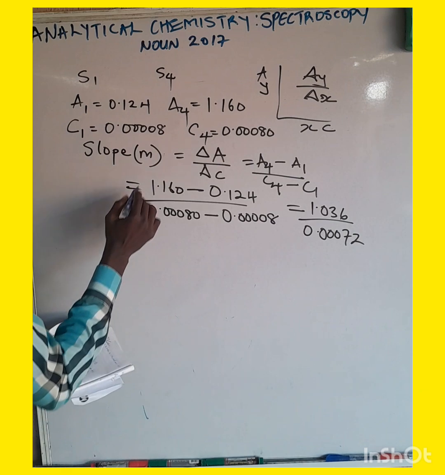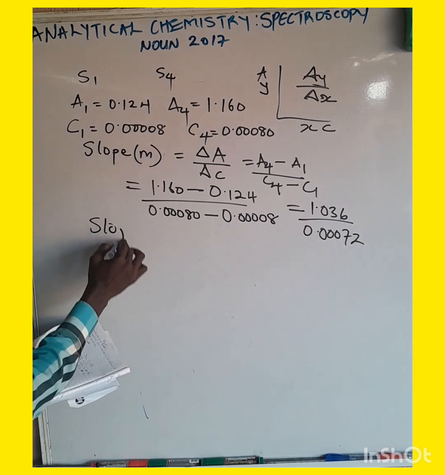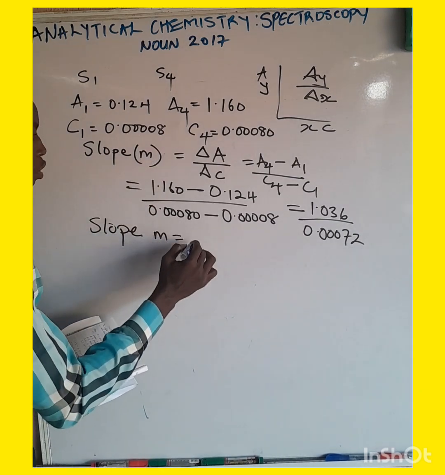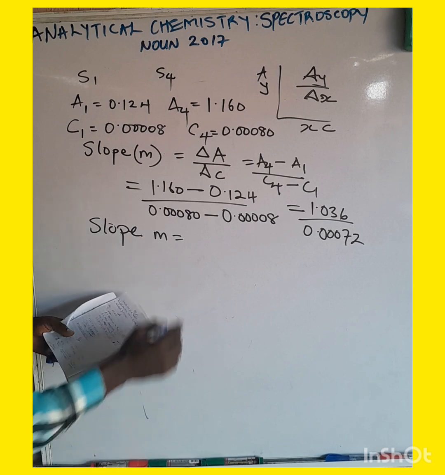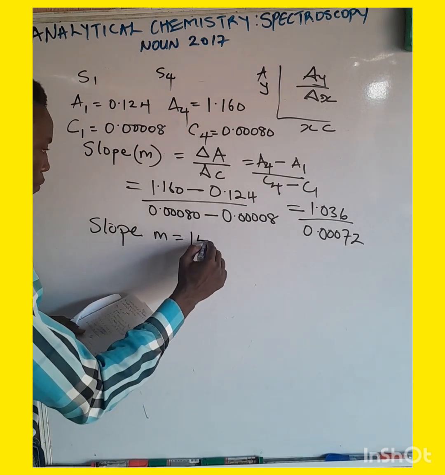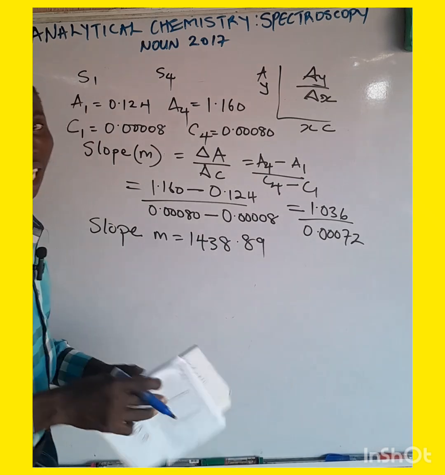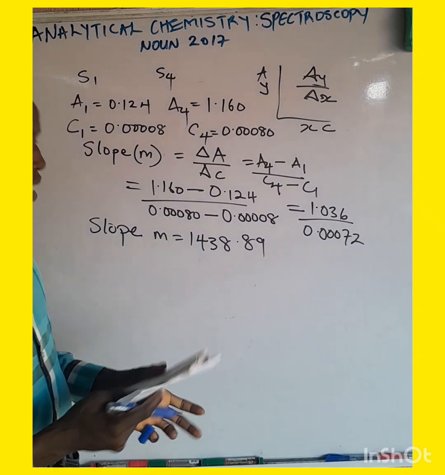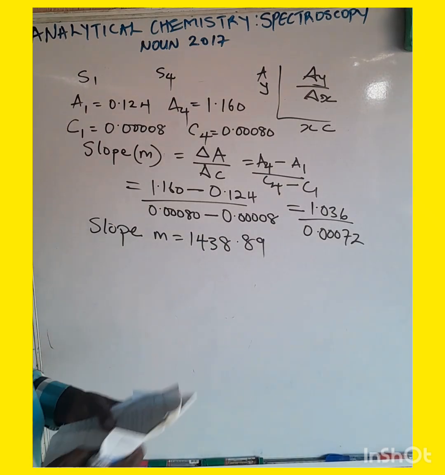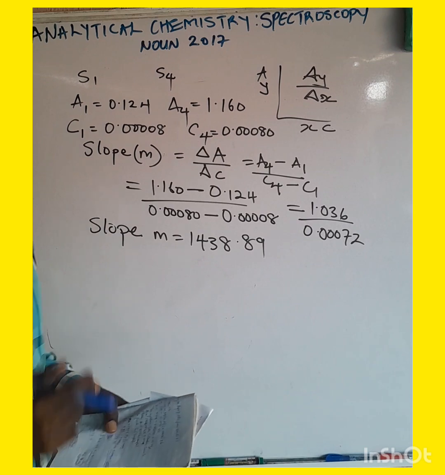Now, at the end of the day, our slope m is equal to this one divided by this. What are you going to get? You are going to have 1438.89. That will represent our slope there. Now, it is not over with respect to what you have in this place. So we need to calculate further.